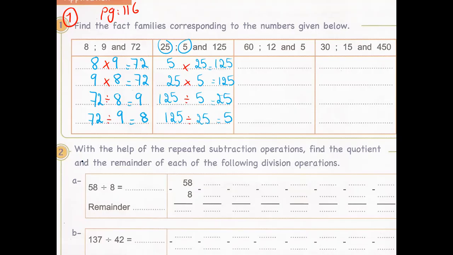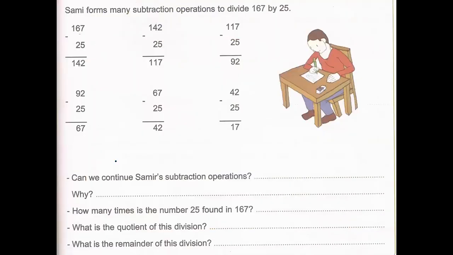Now I'll explain exercise 2 for you. How do we find the relation between division and subtraction? Before we start with exercise 2, we will do activity 2, page 115. Also, you have to copy the answers in your math books, page 115.